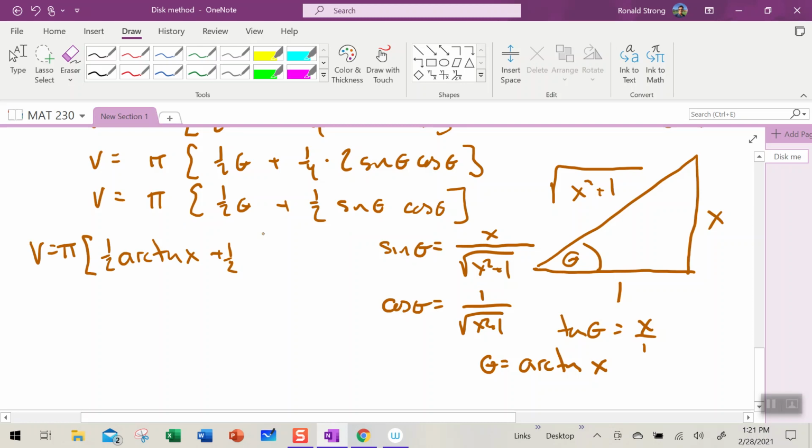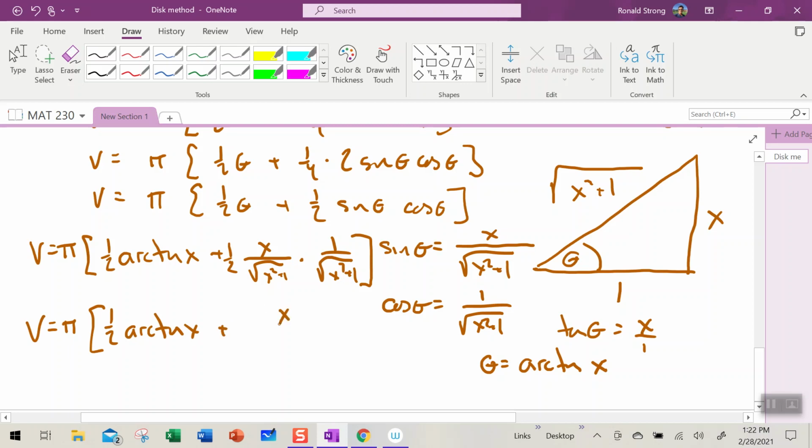Now, these two radicals in the denominator being multiplied together, it's basically the square root of x squared plus 1, squared. So we can simplify all that. So volume is equal to pi times 1/2 the arctan of x plus x over 2 times x squared plus 1. Now all of this is being evaluated from x equals 0 to x equals 9.